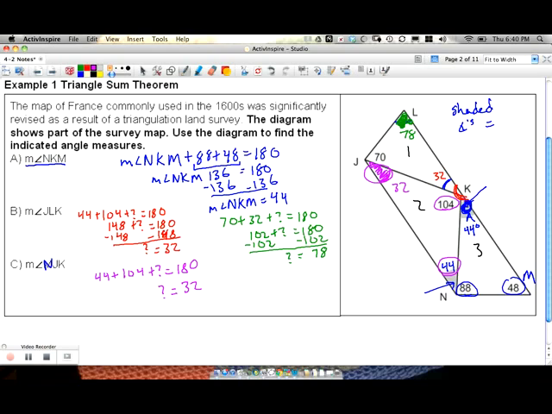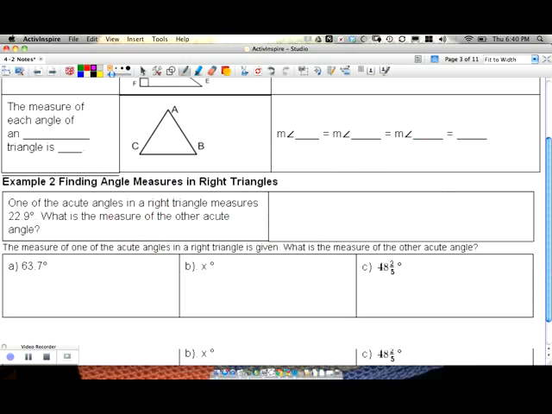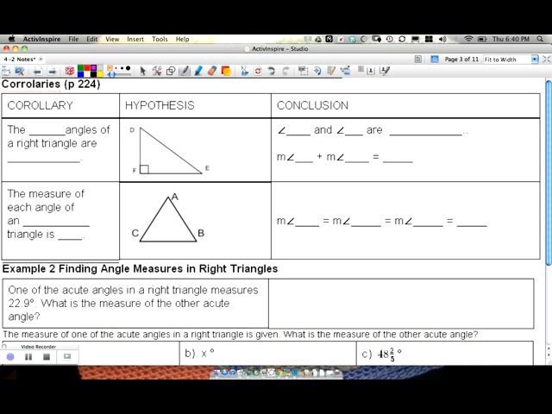Alright. So now we have some corollaries. Corollaries. That's always a weird word to say. Corollary. These are like mini theorems. They're a theorem that's so easy to prove that it's really not a big deal. And if you need to look them up, they're on page 224.